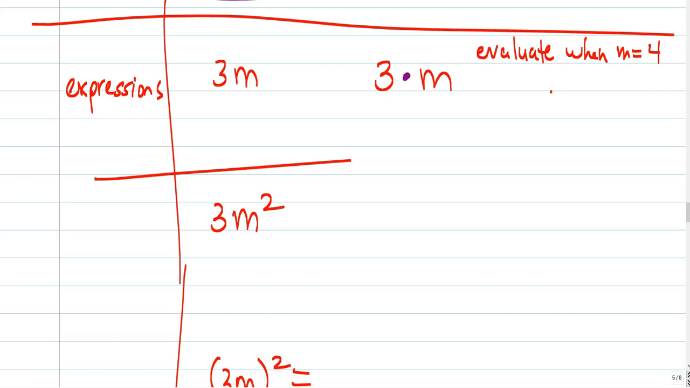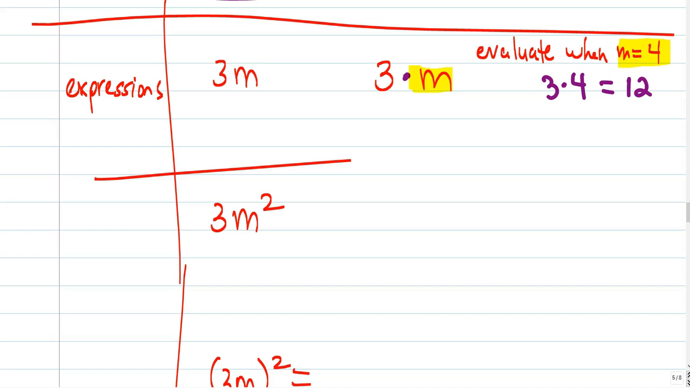We're also going to evaluate these when m equals 4. So if I said evaluate 3m when m equals 4, you would need to know that that does not mean 34. I will have people tell me that. Well, 3m just means 3 and a number, so it's 3, 4. 34. No, no, no. Because when I have a number next to a letter like that, when I have that coefficient next to the letter, then that has an implied multiplication there. So 3m means 3 times m. So if I put a 4 in there, it becomes 3 times 4. When they say m equals 4, basically we're sticking a 4 in place of the m. So 3 times 4, 12.